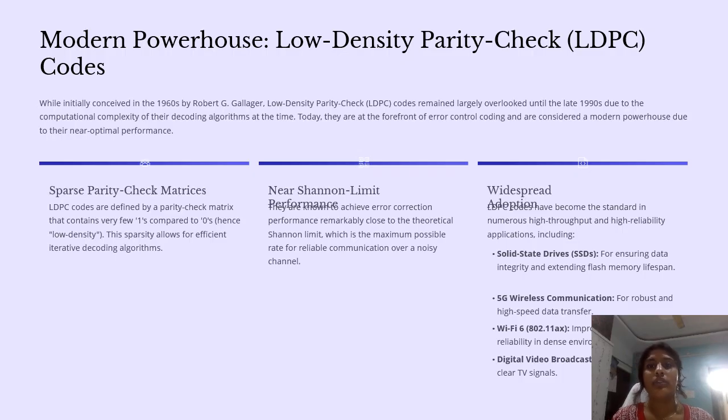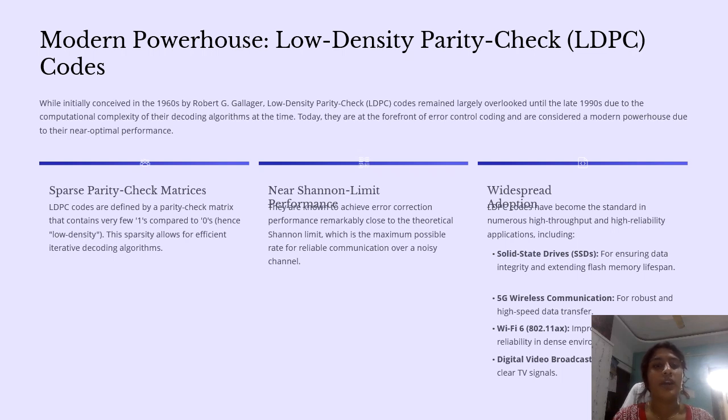Modern powerhouse: low density parity check (LDPC) codes. Moving to modern coding, low density parity check codes were invented in the 1960s but became practical in the late 1990s thanks to improved decoding algorithms.